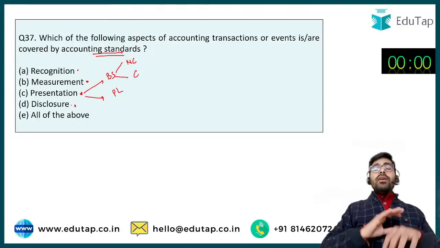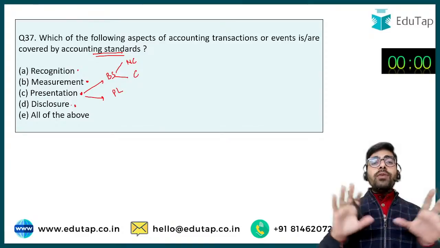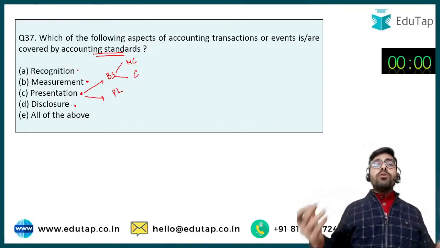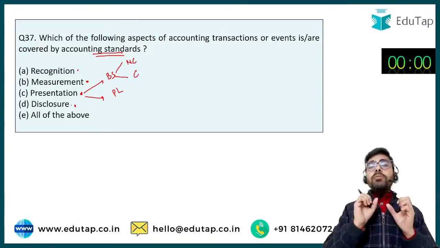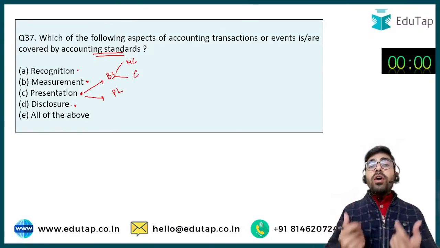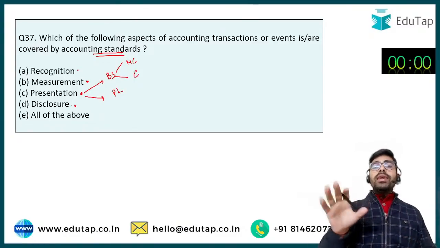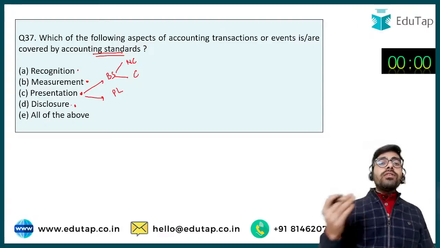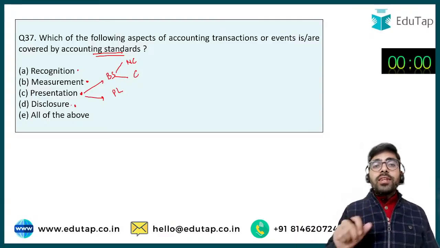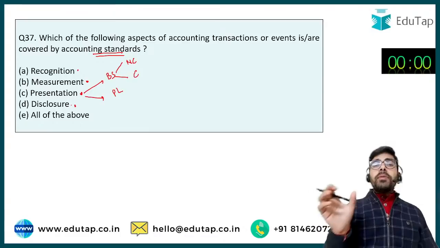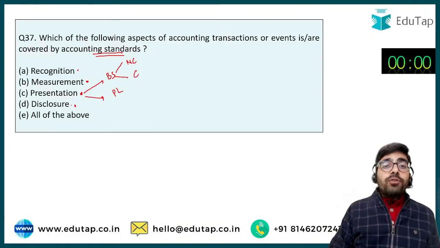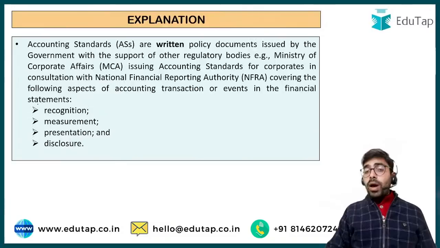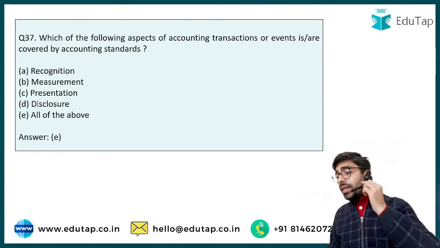For example, for inventory, for the stock that we are having, we make this separate disclosure that the stock is being valued at the cost or the realizable value, whichever is less. So all these disclosures, they are also made with the financial statements. So accounting standards tell us what all disclosures we have to make. So all these aspects, they are part of the accounting standards. So answer is going to be option number E.